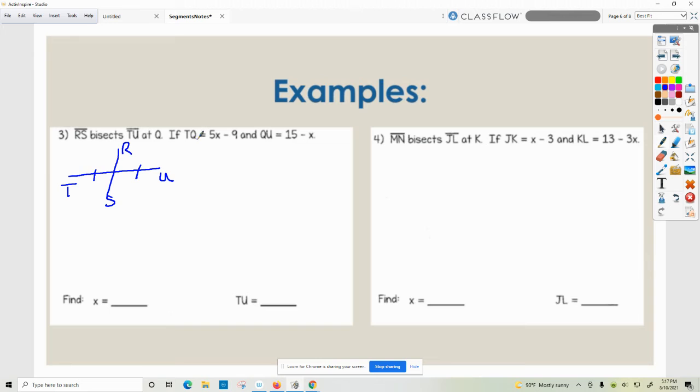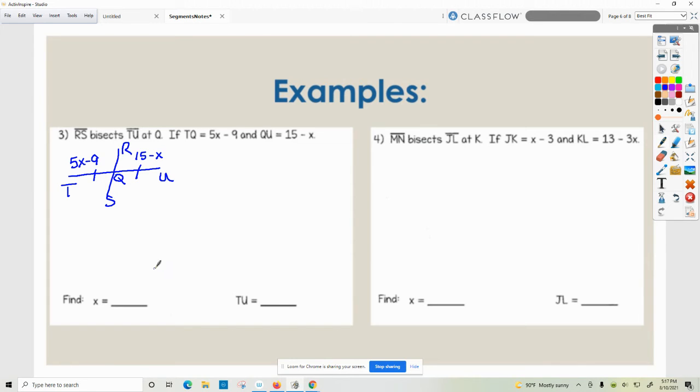So it says that T to Q. Okay, so when this TU and RS bisect each other, we're going to intersect right there at point Q. So that now I can look at it and go that T to Q then is going to be 5x minus 9. And Q to U is going to be 15 minus x.